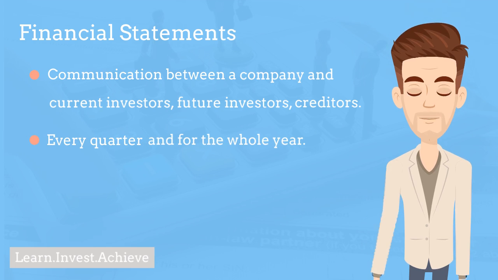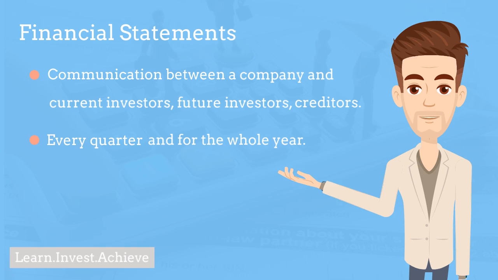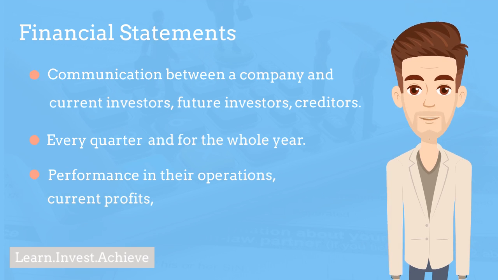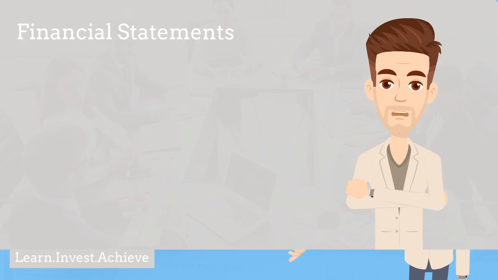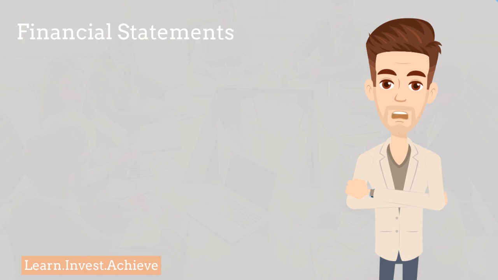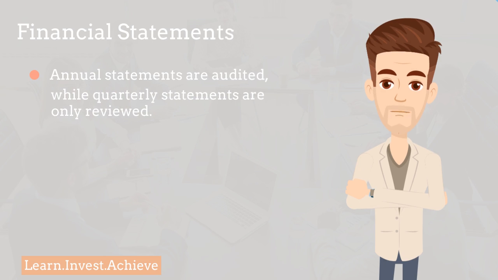If you are an investor or creditor, then you need to know how the company is doing in their day-to-day operations, how much profit they are making, and be able to forecast future profit before you invest or loan money to that company. One of the regulations that public companies have to comply with is that the annual financial statements have to be audited by an external accounting company, while the quarterly statements are only reviewed.